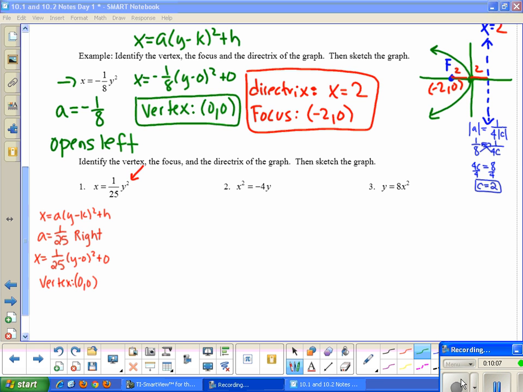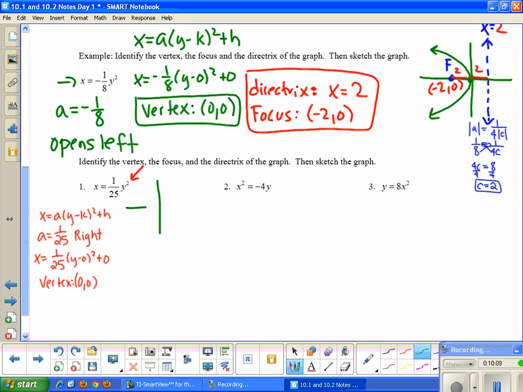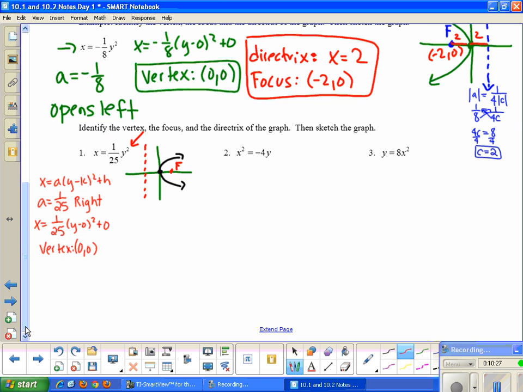So if I make myself a nice little sketch, I know my graph vertex is here and it's opening to the right. And that means that my focus has to be somewhere in here, and my directrix would have to be a vertical line going this way. So how do I figure out that line? I can use my formula.